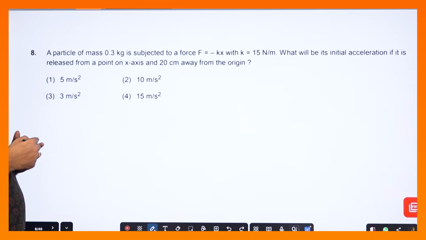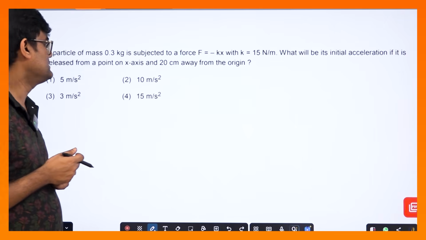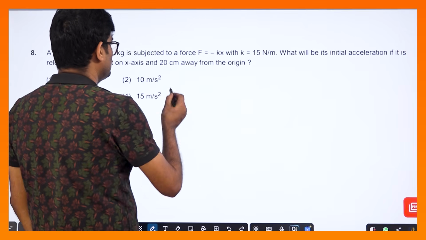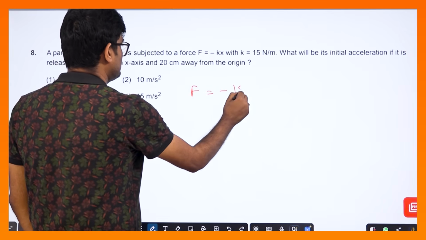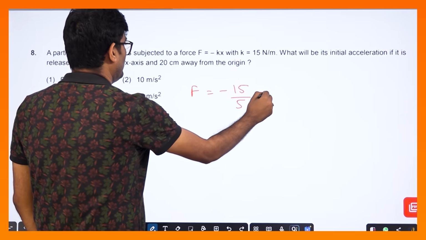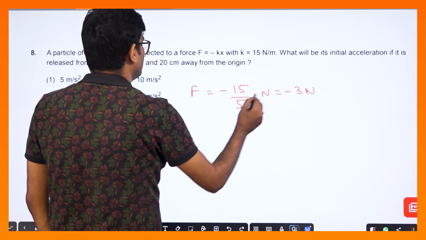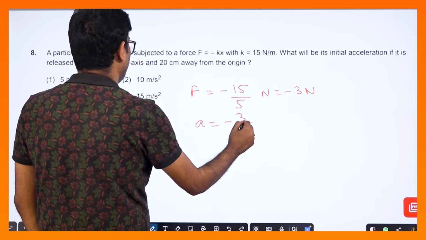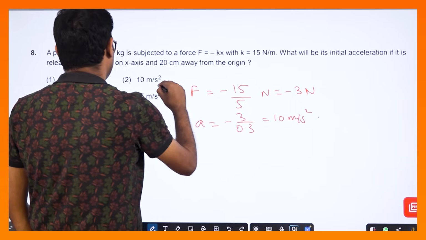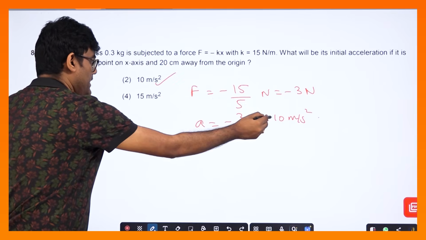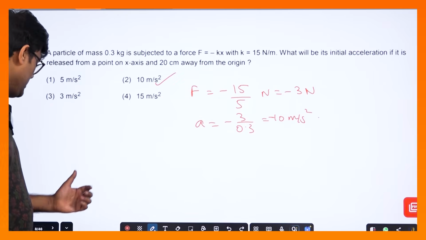A particle is subjected to a force minus kx, k is 15. What will be the initial acceleration if it is released from a point x equal to 20 centimeter? Okay, so 20 centimeter means 1 by 5 meter. So force is equal to minus 15 by 5 Newton, right? It is minus 3 Newton. So what is the acceleration? It is minus 3 by 0.3, right? So it is 10 meter per second square. 10 meter per second square is the acceleration for this question. It should be minus, but I am asked to find out the magnitude of it.